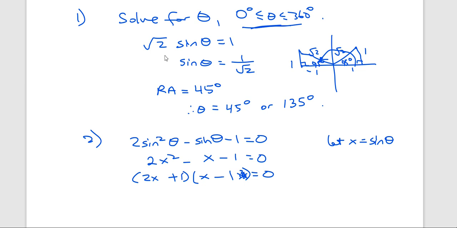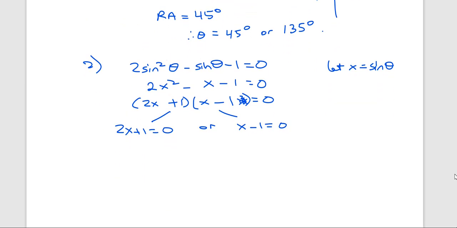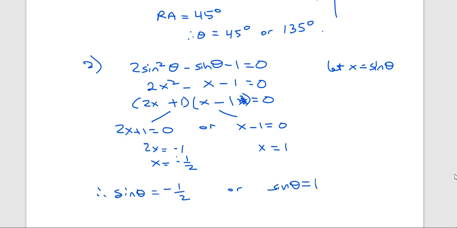There's 1. And so 2 things multiply to give 0. So I can solve this quadratic equation as this one equals 0 or this one equals 0. And so now I have 2x equals negative 1, x equals negative 1/2, or x is equal to 1. But remember that it's not about x, it's about sine theta, so I can put this back. Therefore, sine theta equals negative 1/2, or sine theta is equal to 1.